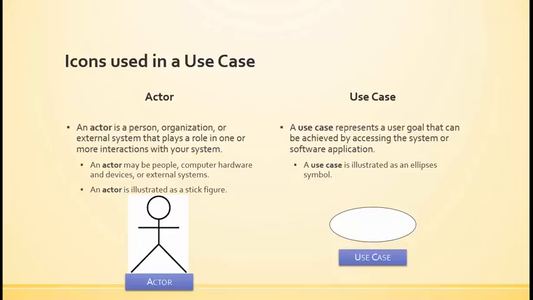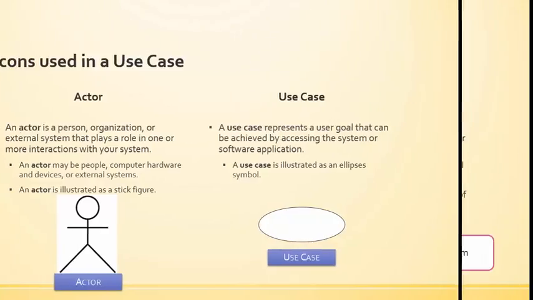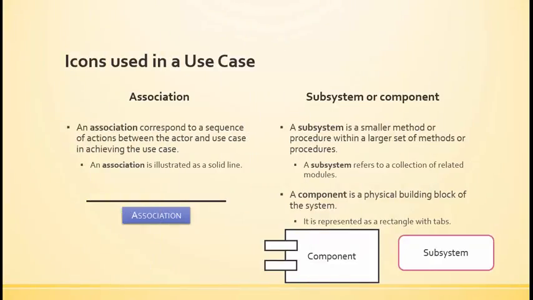Use case. A use case represents a user goal that can be achieved by accessing the system or software application. A use case is illustrated as an ellipse symbol. Association. An association corresponds to a sequence of actions between the actor and the use case in achieving the use case. An association is illustrated as a solid line.